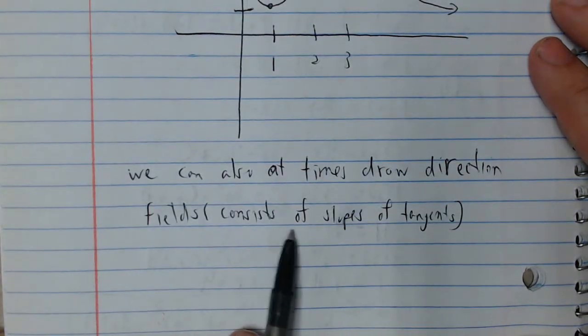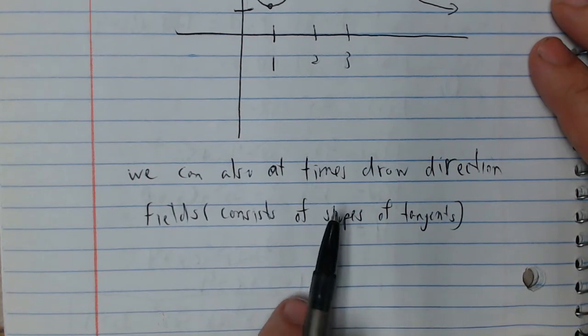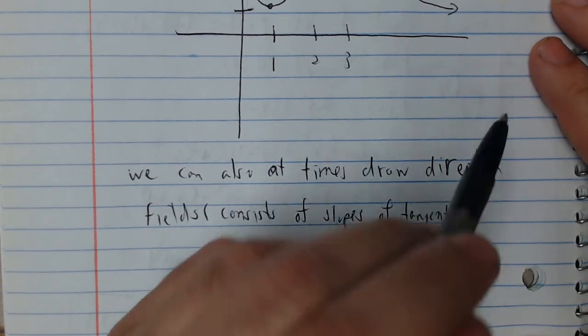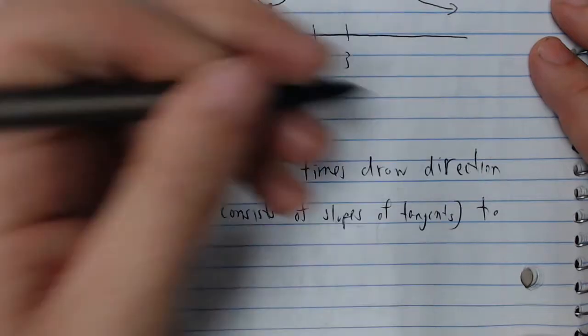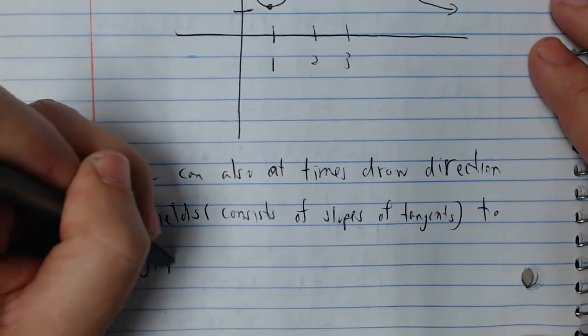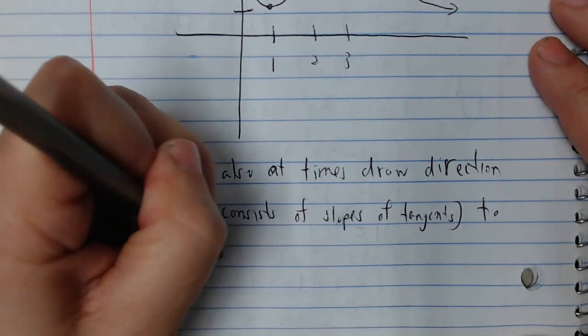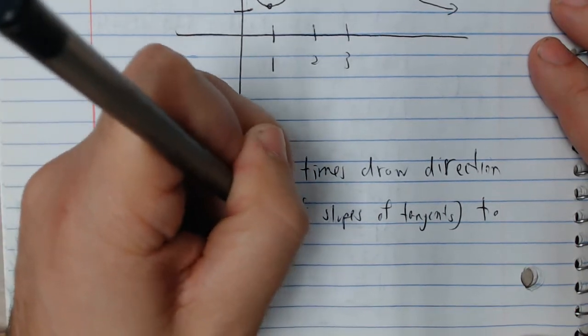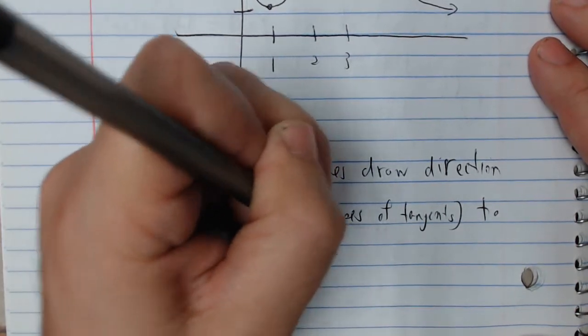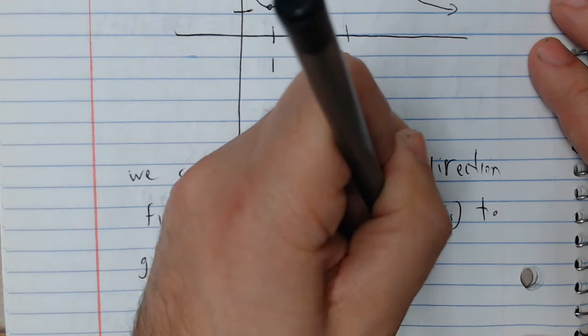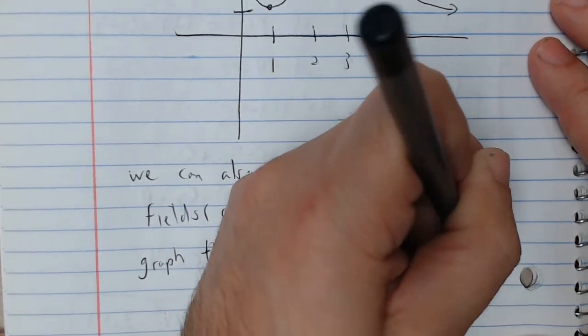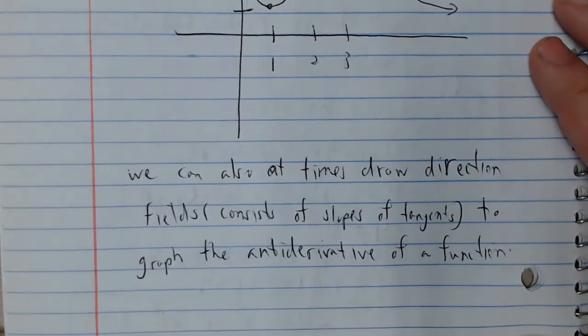Okay, so I'll show you what I mean by what a direction field is, to graph the antiderivative of a function. Okay, so one comment I want to make here.